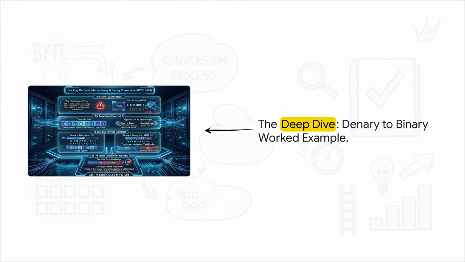Next is 4. Too big. Put a 0. Move to 2. It fits. Put a 1. 3 minus 2 leaves 1. And finally, that 1 column gets a 1, leaving us with exactly 0.